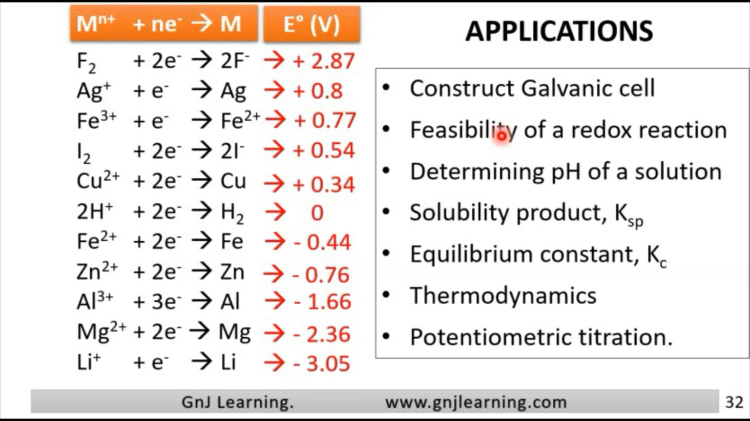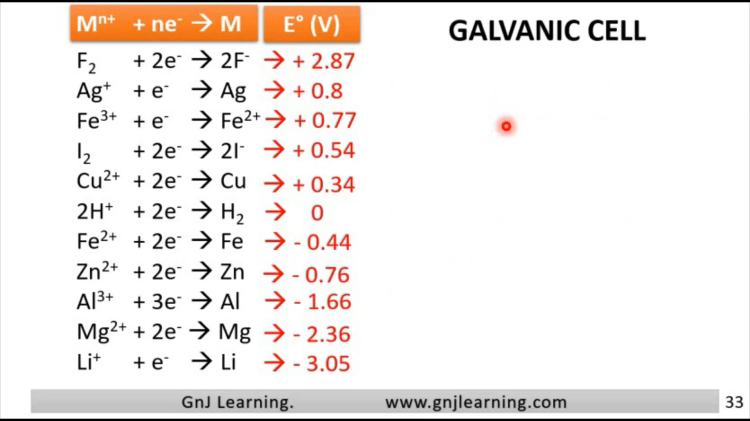spontaneously or not. The others are determining the pH of a solution, solubility product Ksp, equilibrium constant, its role in thermodynamics and relationship with thermodynamics, and potentiometric titration. All these applications will not be dealt with here, but a few will be dealt with in detail. So first, construction of a galvanic cell, which we have already seen.